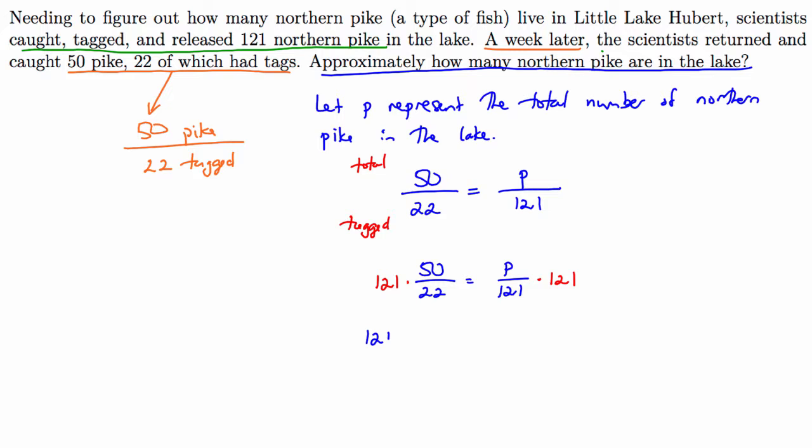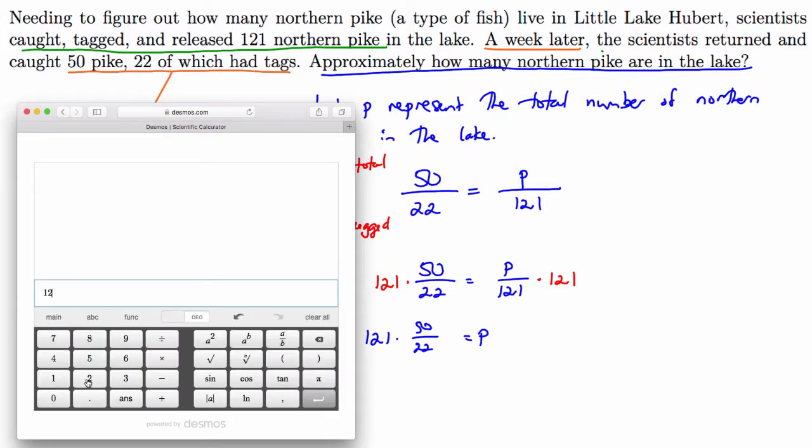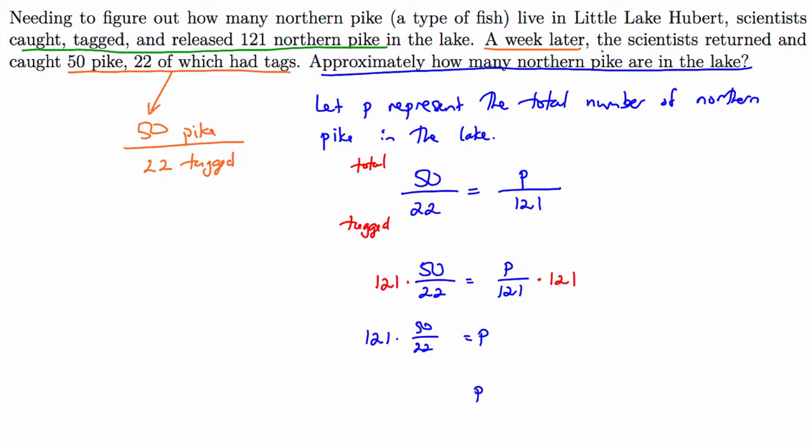To multiply 121 times 50 over 22, we will again make use of our calculators. To put this into the calculator, 121 times 50 divided by 22, our calculator returns 275. This tells us that P is equal to 275. As always, I want to check, did this actually work out? Is having 50 pike, 22 of which have tags, does that equal the same ratio as 275 pike, 121 of which have tags? Again, I'm going to make use of the calculator to complete this calculation.